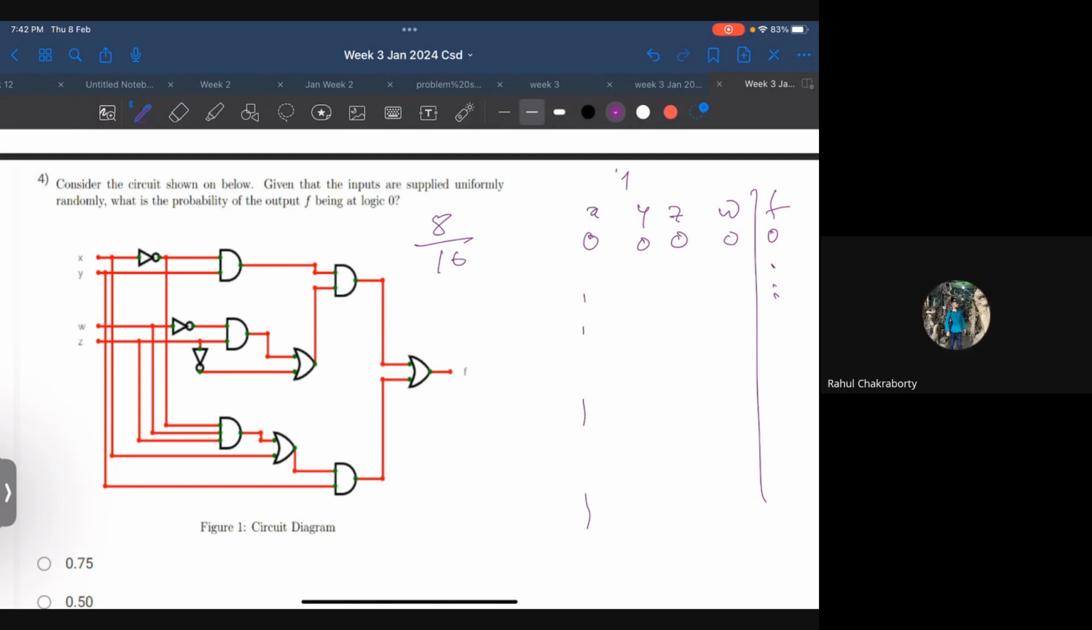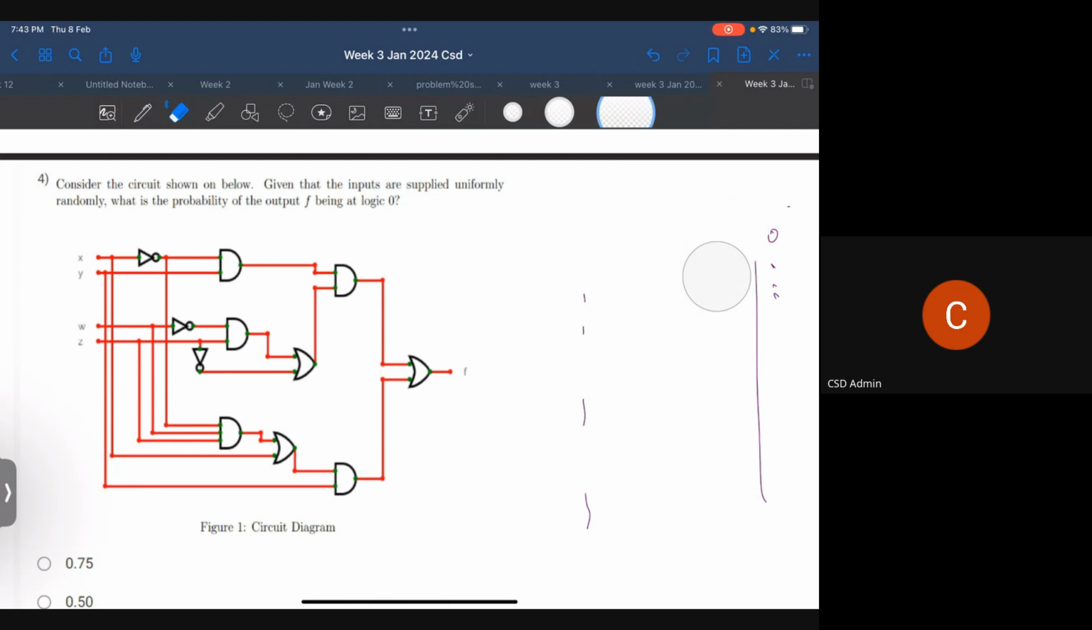Okay, so this type of problem, how to solve it? If you draw the truth table, lots of components will be there, and lots of calculation. So how to solve that type of problem? Minimizing the expressions. Yes, minimize the expression, that will be good.